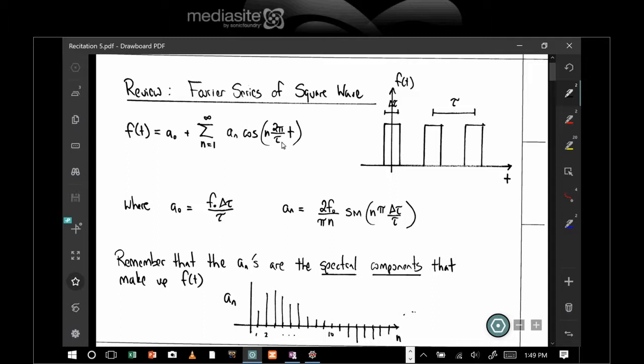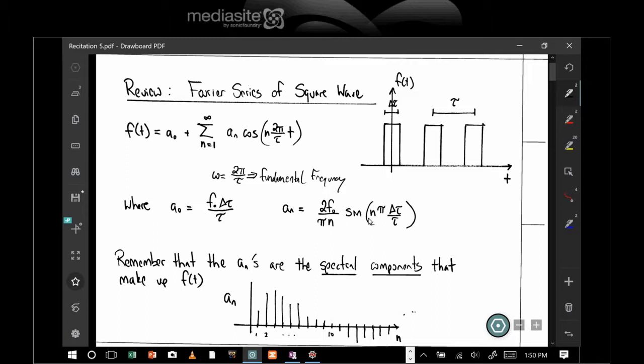Now remember one thing. We also define the variable omega. Omega is equal to 2 pi divided by tau, and that is what I would call the fundamental frequency of this periodic wave. So a naught is a constant, and then we can get all the sine terms.